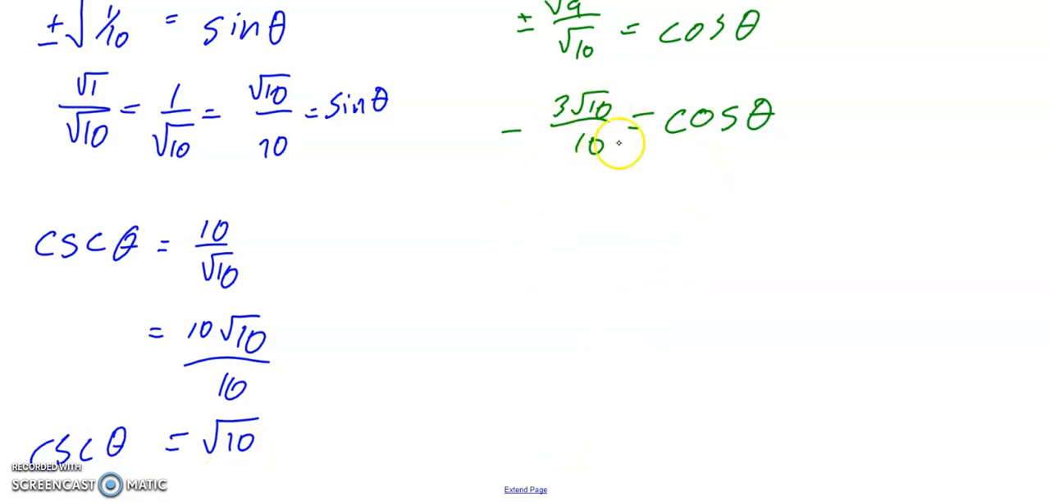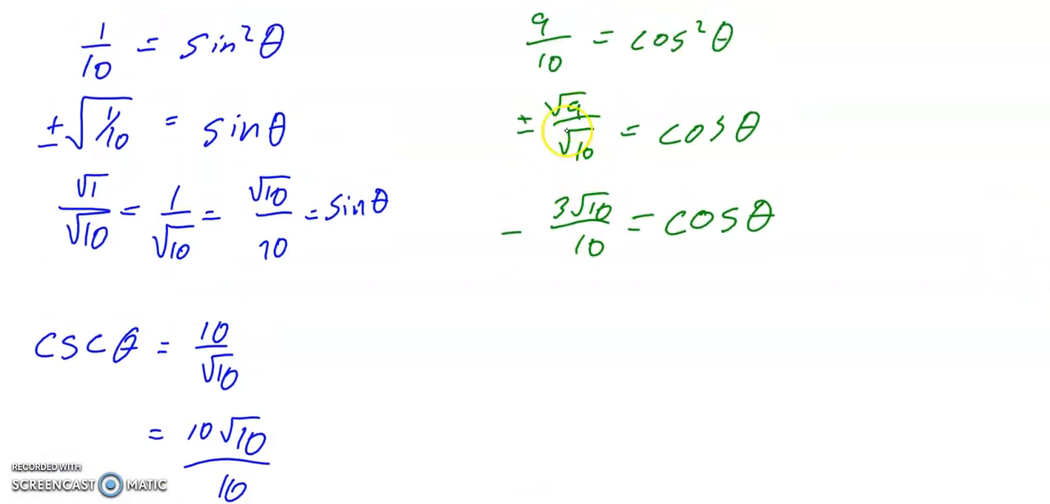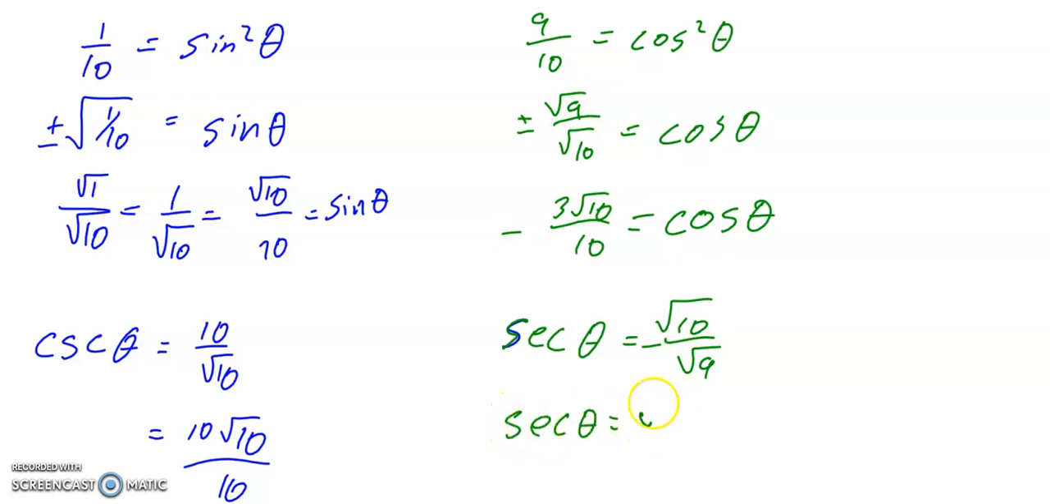We're going to do the same thing with cosine. I'm going to go back one step up before I rationalize the denominator. I'm going to go back to this guy. So the cosine of theta is negative radical 3 over radical 10. That lets me know that the secant of theta is going to be radical 10 over radical 9. I'm using this one right here. And it's negative because we're in quadrant 2. So the secant of theta is radical 10 over 3, and that whole thing is negative. All right, there's 4 of them.